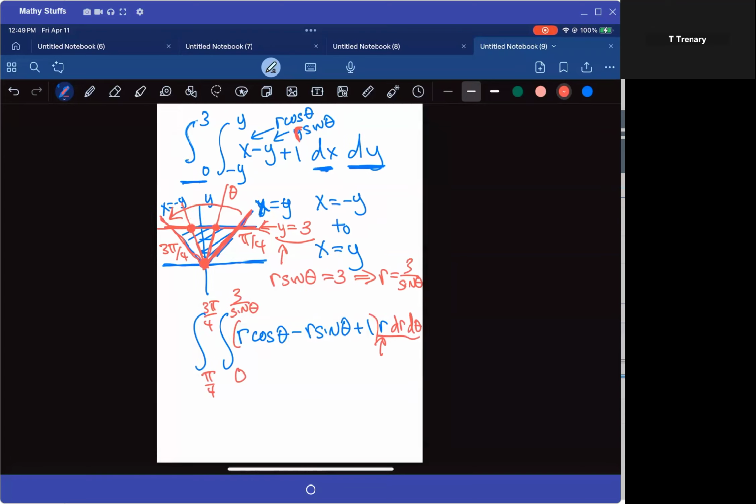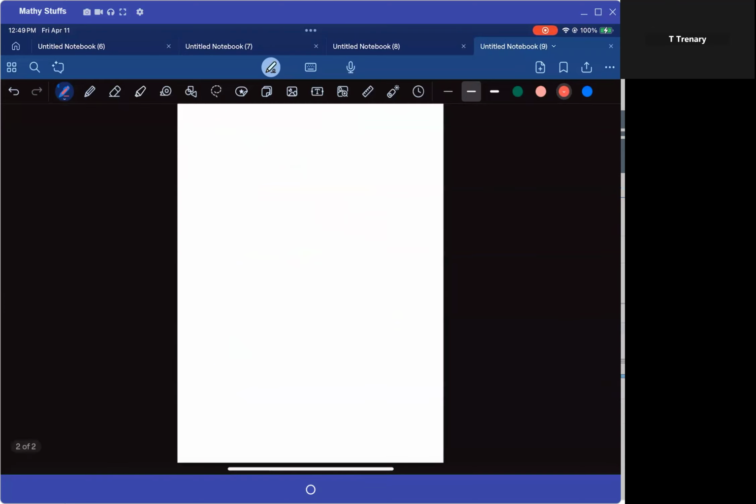Now let's see what happens when we go polar to rectangular. So now I'm going to give you a polar integral, 0 to 2 over cosine theta, and then integral from minus pi over 4 to positive pi over 4, r to the fourth d theta dr.